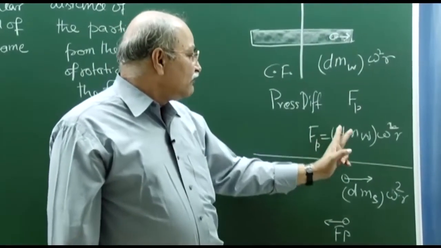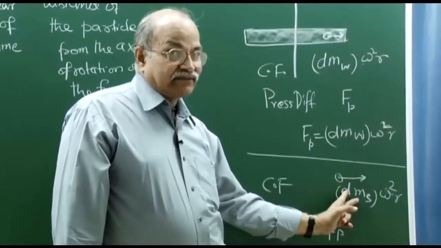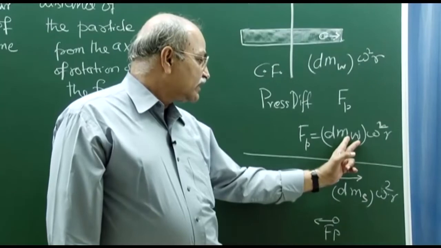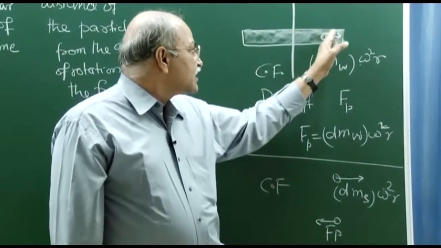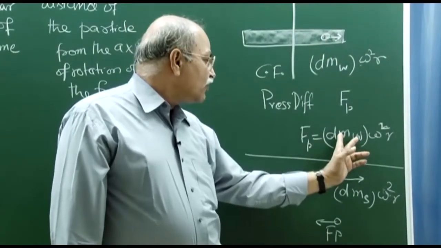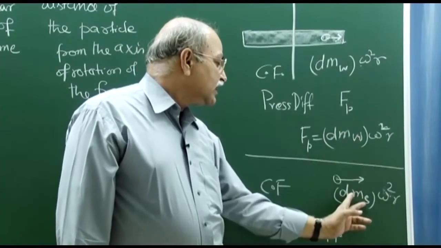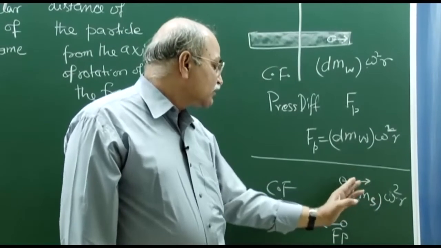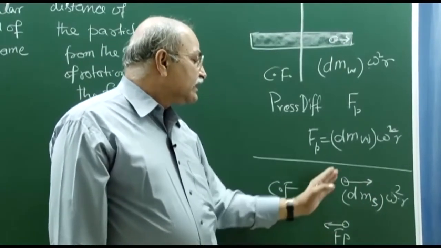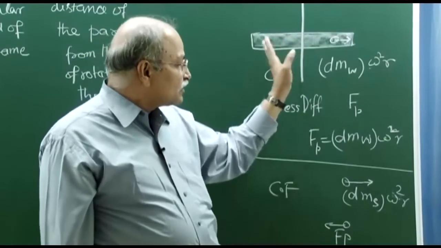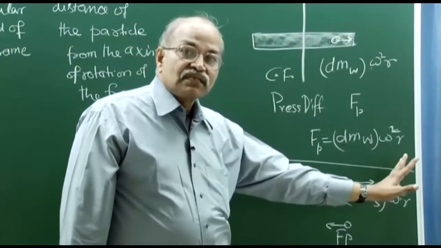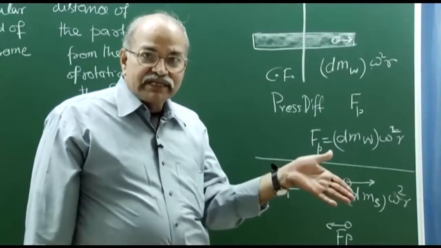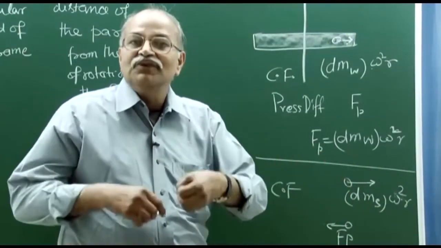The centrifugal force has increased because stone is denser than water. So for the same volume, for the same shape, dm of water will be smaller, dm of stone will be larger. So the centrifugal force is more than the pressure difference force. The resultant force as seen from this rotating frame is towards the right in this diagram, away from the axis of rotation, and hence the stone particles will go towards the end.